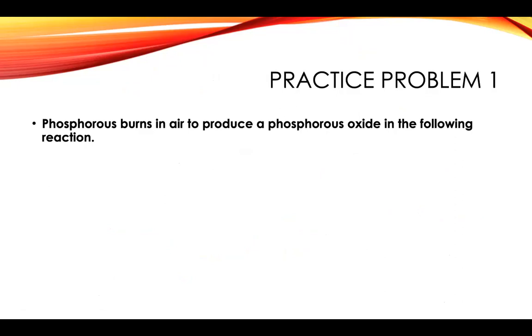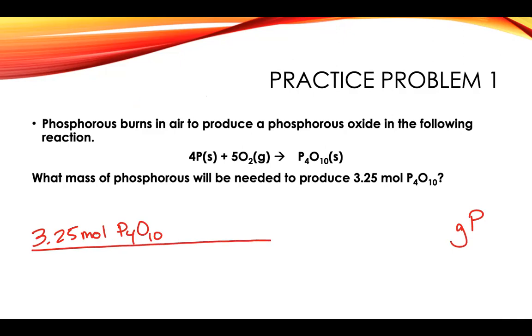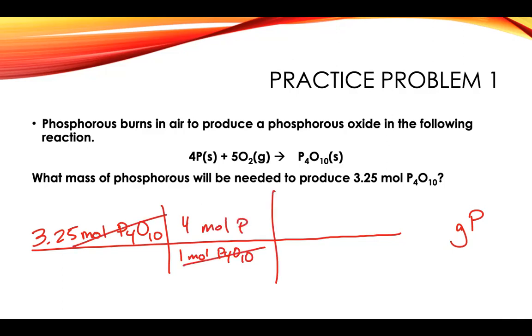Phosphorus burns in air. So phosphorus burns in air means combustion to produce a phosphorus oxide in the following reaction. All right, I gave it to you already, so never mind. Great. All right. What mass of phosphorus will be needed to produce 3.25 moles of P4O10? So what mass of phosphorus? And I've got 3.25 mole P4O10. So again, first thing, your mole ratio. I want to change P4O10 to P. So according to my balanced chemical equation, it's 1 mole of P4O10 per 4 moles of P. So I cut P4O10 out. And now I just need the molar mass of phosphorus.